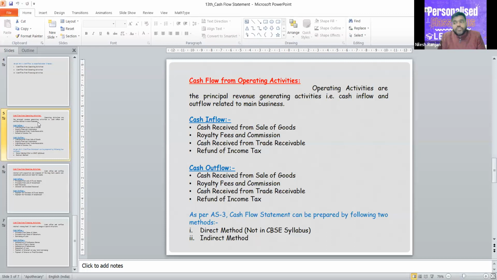Cash received from trade receivable means you have sold your goods on credit basis, and in future you are receiving cash from debtors or bills receivable. Then this is also cash inflow of operating activities. Refund of income tax. Income tax is charged on income of the business, so it is also operating activities. So it will be considered as cash flow from operating activities.